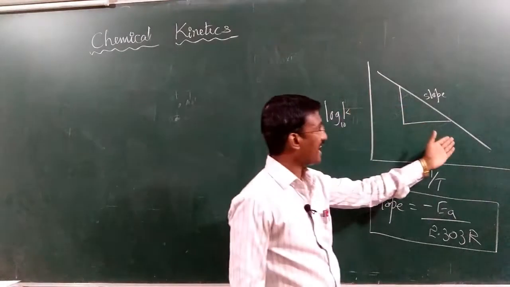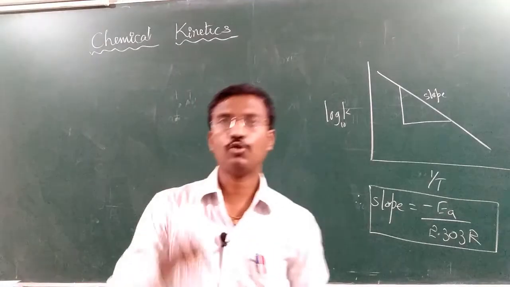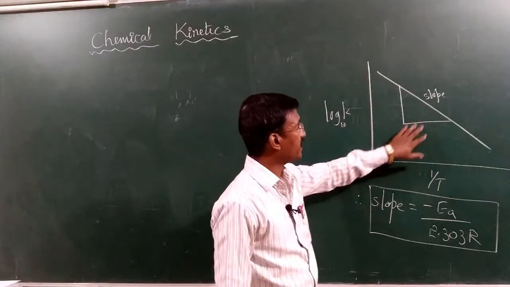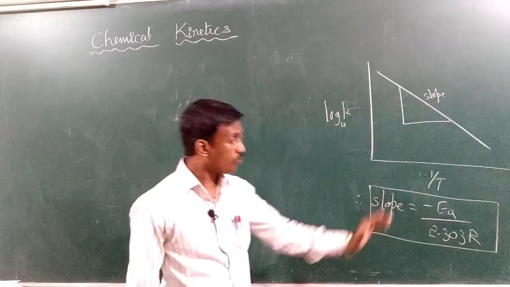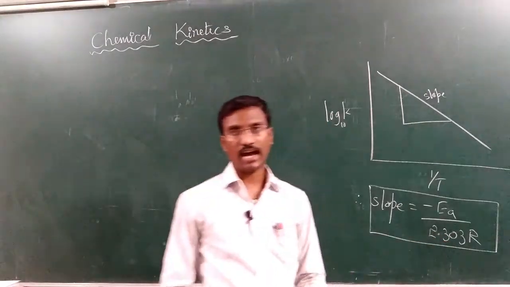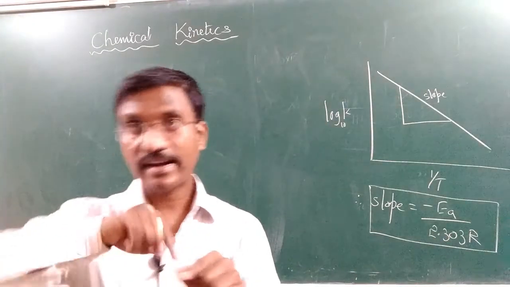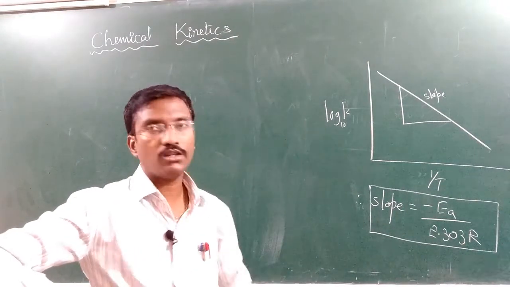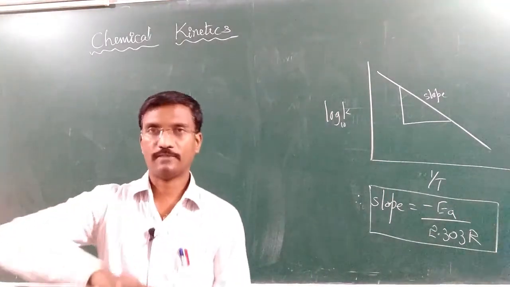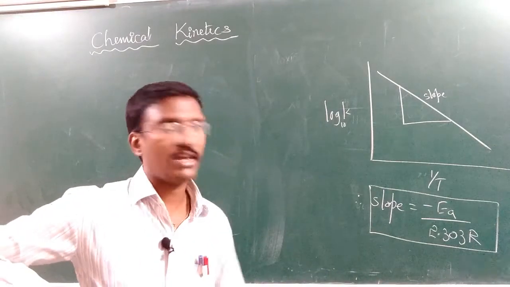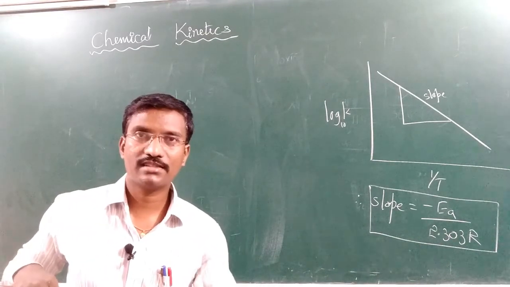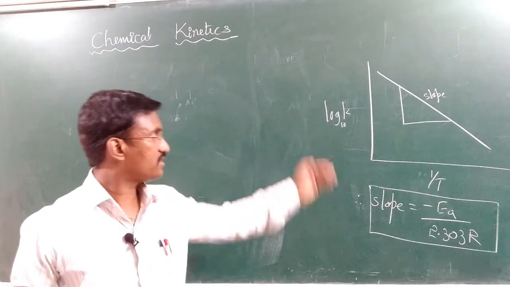The graph of log k versus 1 by T. When we draw a graph, we can find the slope by taking 2 points. For the graph log k versus 1 by T, we are getting some slope value. That slope is equal to minus EA upon 2.303 R. So by keeping this formula, we can solve this problem. You should remember how we are getting this one; it's not related to any of the theoretical part, it's an extended part.